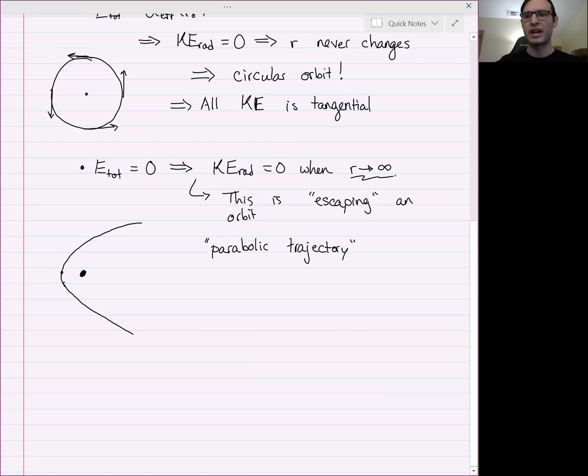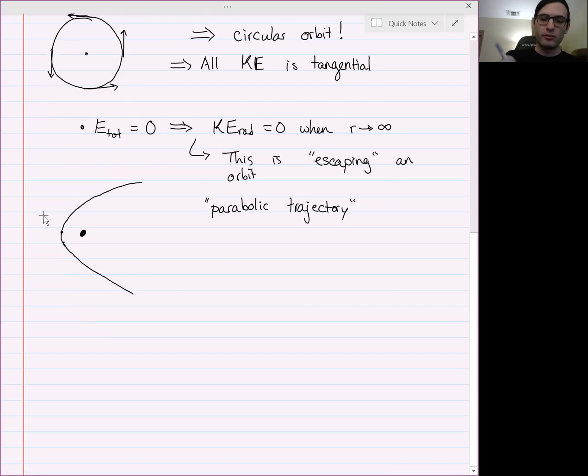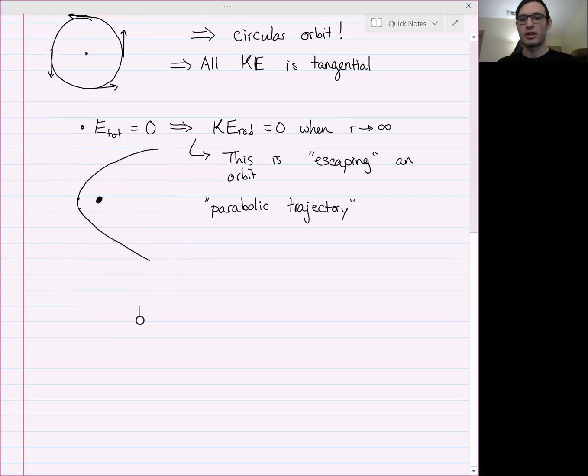What this means is that as the distance r from the gravitating body to the source of the gravity goes to infinity, this is a limit. And you could figure out that it is indeed parabolic, that it has this parabola shape, but it takes a little bit of work. So maybe just trust me on that.